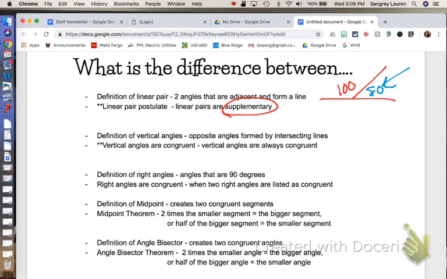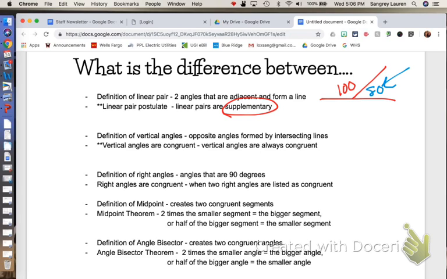Getting this answer is the linear pair postulate. I starred the postulate because most of the time we're using the postulate. We won't use the definition much for our justifications. So when in doubt, use the postulate.